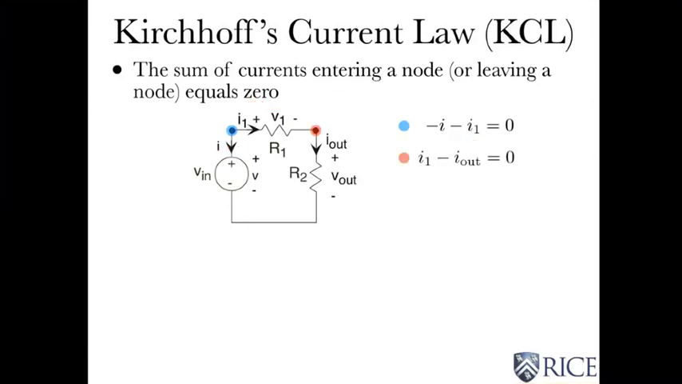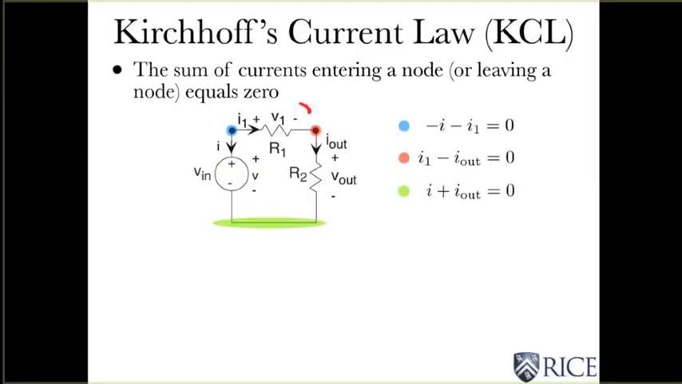Okay? We go on to the next node, and the red node, the current entering from the west is I1. The current entering from the south is minus I out, so I1 minus I out is 0. And then finally for the green node, currents entering, we have I entering here and I out entering there. So we have 3 nodes, we have 3 KCL equations.